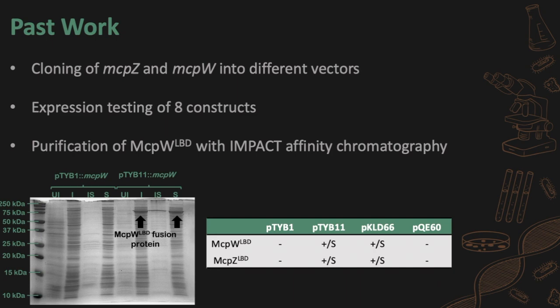This table over here describes all 8 different constructs and which ones worked and which ones didn't. I started by purifying McpW using IMPACT affinity chromatography, but the soluble protein concentrations never were high enough to analyze the protein in the next step.